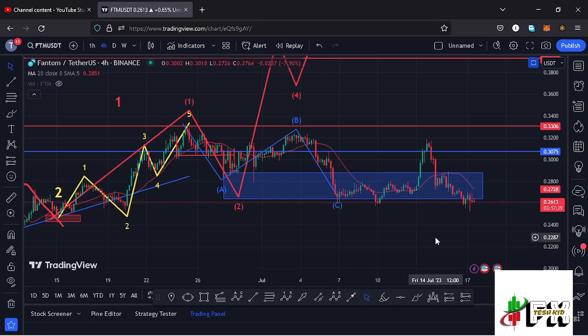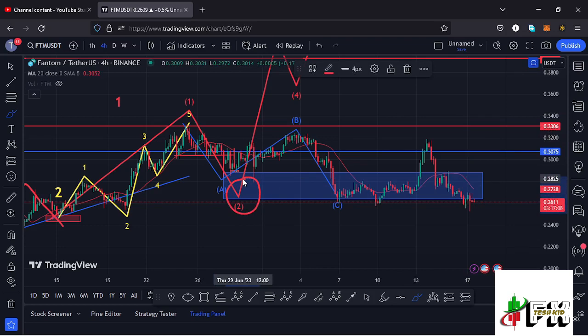At the time of this recording, Fantom is holding below the 20-day MA here on the 4-hour chart, which is now acting as resistance for us to continue gearing up. We have also continued to see a bit of a breakdown move here on the charts in the formation of these larger Elliott wave counts that we have been anticipating.